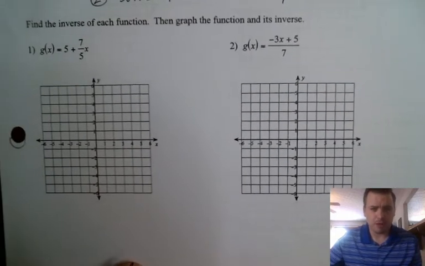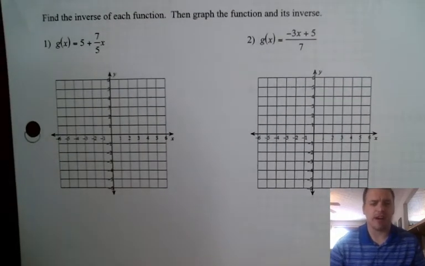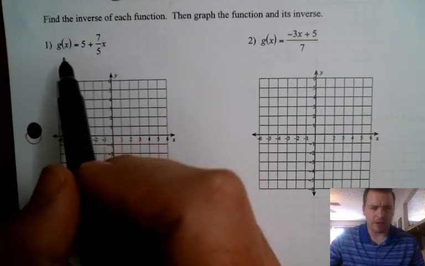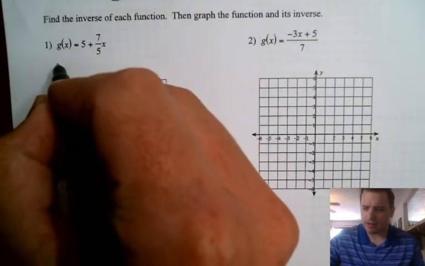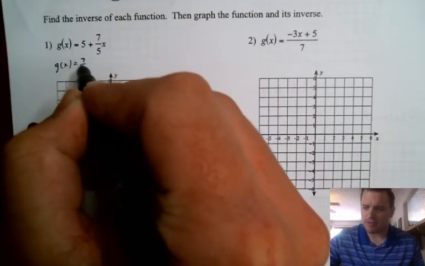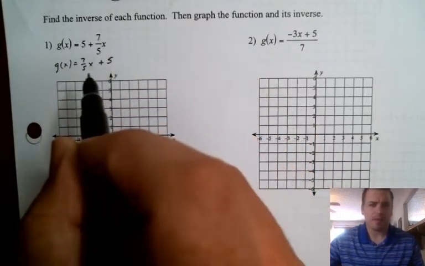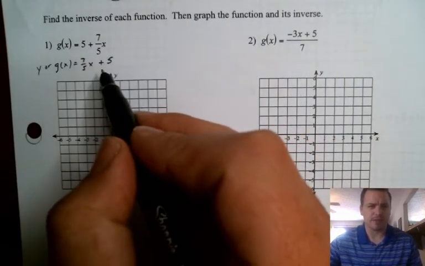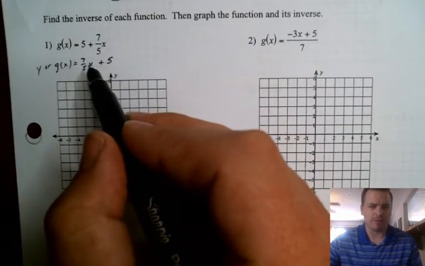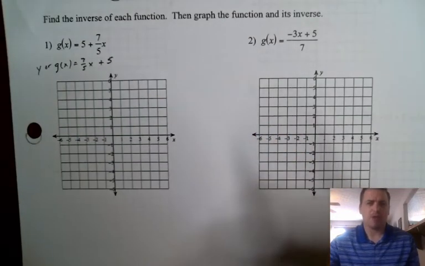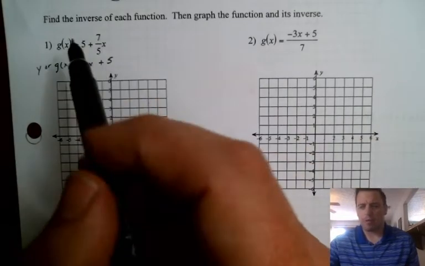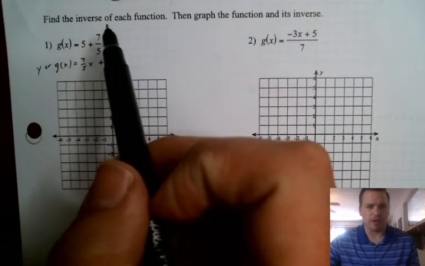So, looking at number 1, g of x equals 5 plus 7/5 x. So, this is our function. Now, guys, we can graph this right here. Think about it like this: g of x is equal to 7/5 x plus 5. And g of x could be replaced with y. So y or g of x is equal to 7/5 x plus 5. So 5 is our y-intercept. 7/5 is the slope. We can handle that. That's pretty simple, guys. But what it wants us to do is find the inverse of each function.